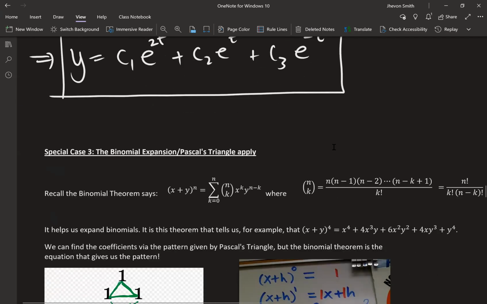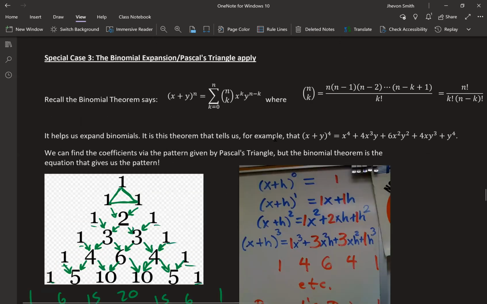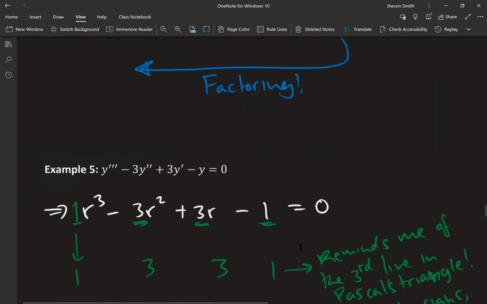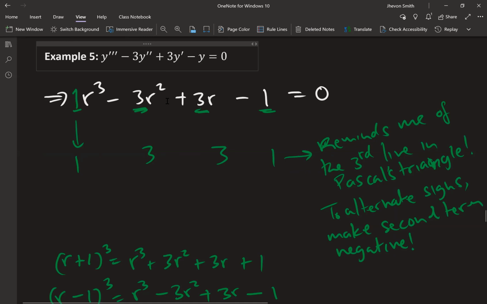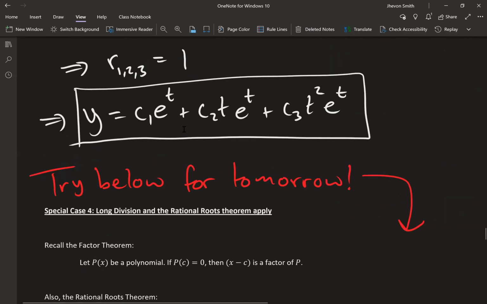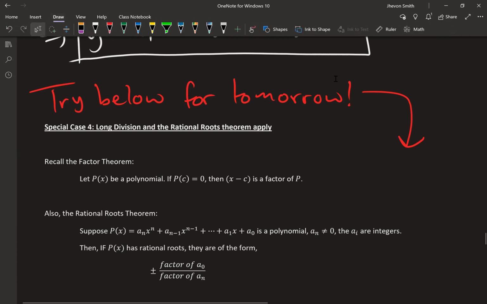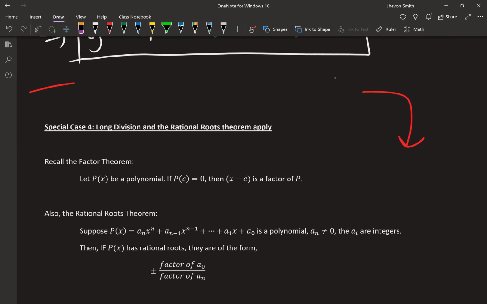The next special case was we can use binomial expansions just by knowing what Pascal's triangle looks like and realizing that our coefficients have that kind of pattern. We used that pattern to solve this higher order ODE, which was a third order. And that's where we kind of stopped. We are going to pick up here now. And I had asked you guys to actually try this on your own. So hopefully you actually tried that.